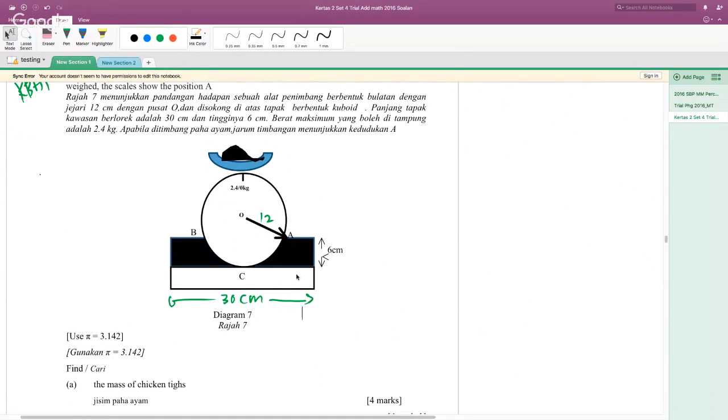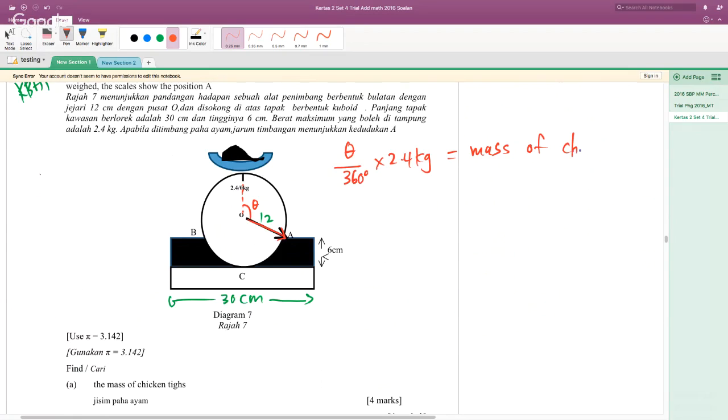All right, so in order to know the weight, I will need to know about this angle, because this is how the pointer points to A. That means if I know the angle, I can use the angle over 360 degrees, because this is a circle, and then multiply by 2.4 kg. Then I can get the mass of the chicken.